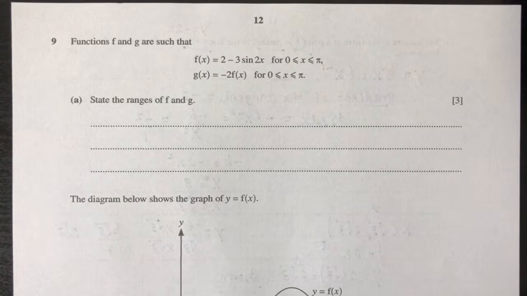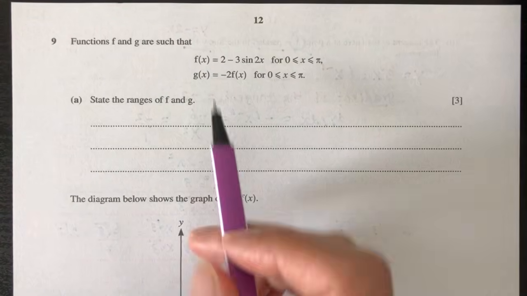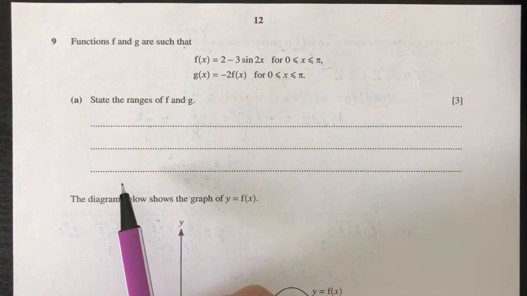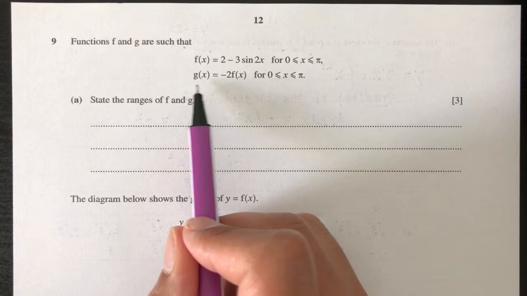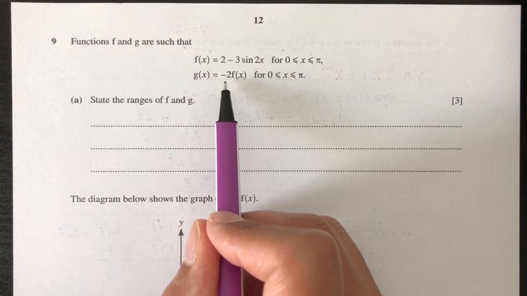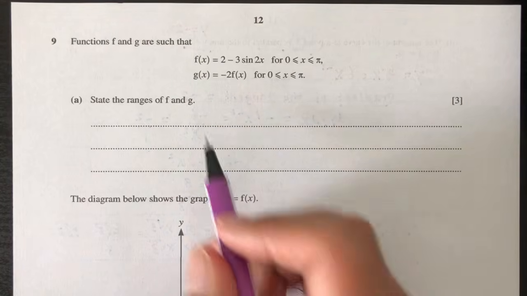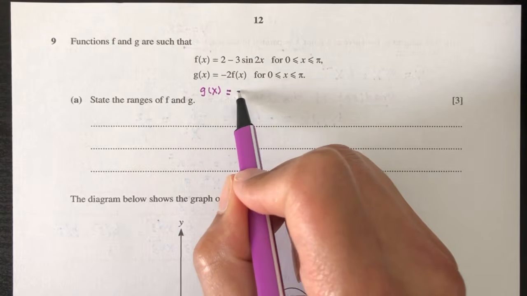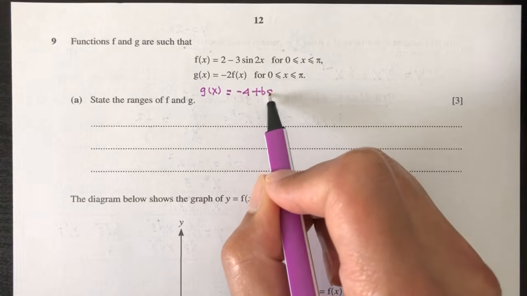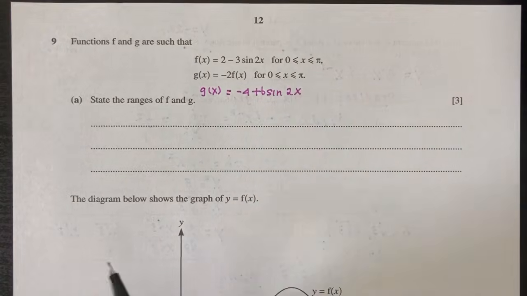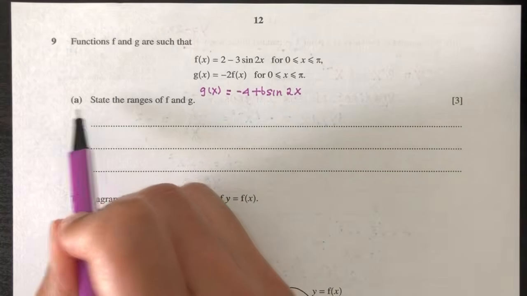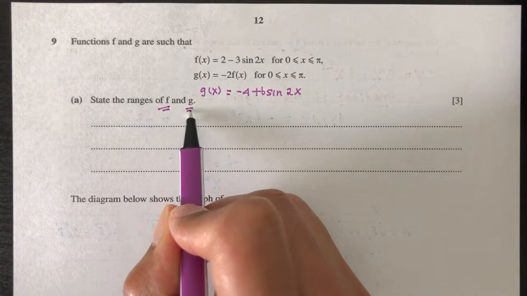It says the functions f and g are such that f of x equal to 2 minus 3 sine 2x for this region. Now g of x will be equal to minus 2 f of x. Okay, so what is g of x? g of x will be the same as minus 4 plus 6 sine of 2x. Right. If you just replace this, you will have this. Part 1, state the ranges of f and g.